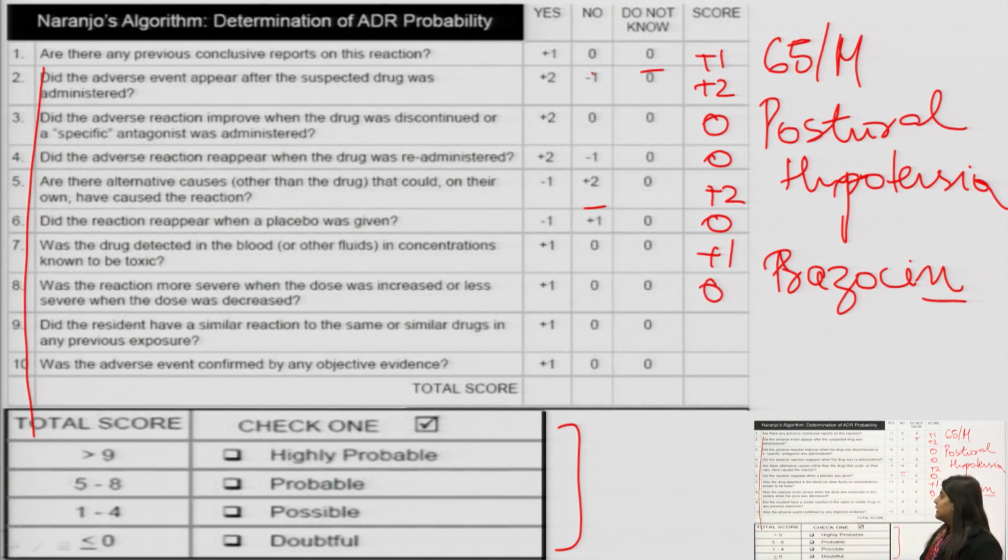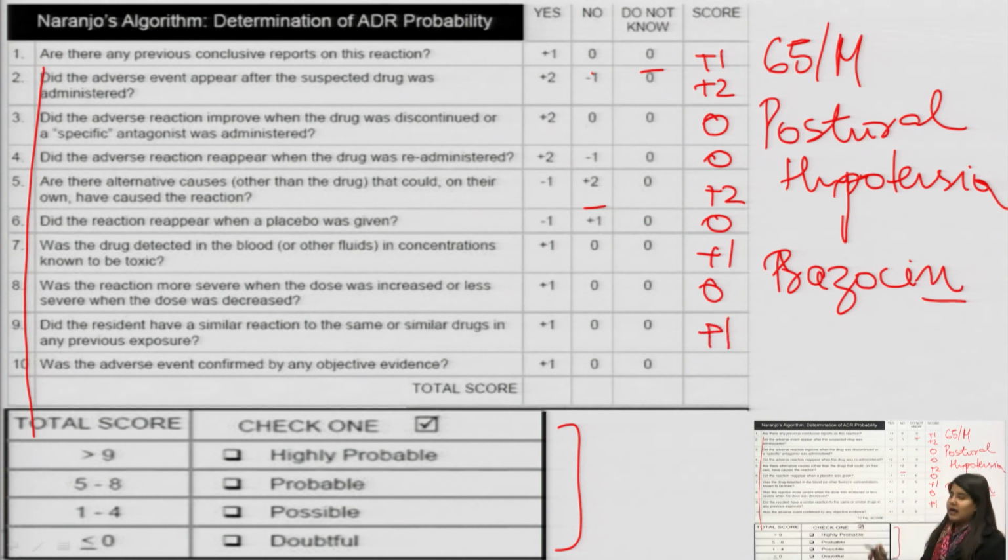Question number 9. Did the resident have a similar reaction to the same or similar drug in any previous exposure? So I asked him, were you taking any other medication? So he says that yes, he was taking another medication, let us say another antihypertensive drug, in the past, but the doctor changed it because he was facing the same problem. So he gave me this information. Now I asked him which medication that was. So he told me it was another antihypertensive medication. So again my answer here is yes, the resident had a similar reaction. He had a similar reaction to the same class of drug before. So I write a +1 here.